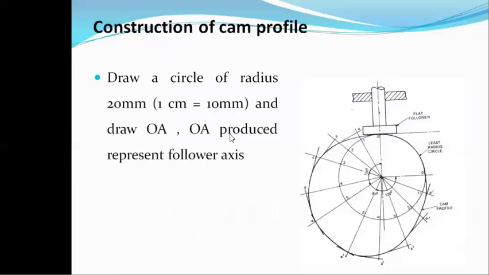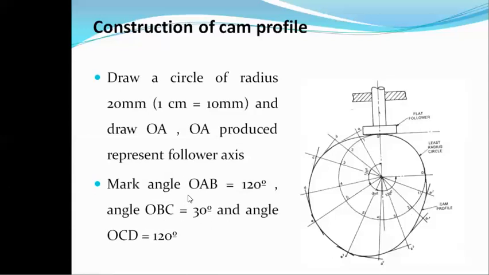And now the cam profile, same as in the previous case. Draw a circle of radius 20 mm, where 1 centimeter is equal to 20 mm, and draw OA, and OA produced represents the follower axis. Mark angle OAB equal to 120 degrees, OBC 30 degrees, and OCD 120 degrees, starting from OA.